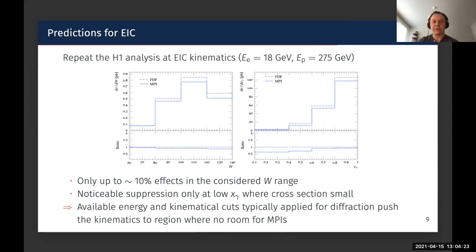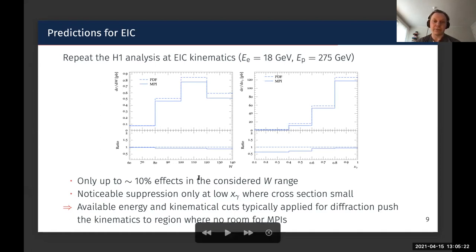As a new thing, we have also calculated predictions for an electron-ion collider. In practice, we have just repeated the analysis done by H1, but considered it in the EIC kinematics. So these plots are calculated with this kinematics, which is the maximum that can be achieved with the planned electron-ion collider in electron-proton mode. And what we see here is that if we consider the available invariant mass range, we see only very mild effects from the MPI rejection. And if you look at the x_gamma distribution, only at the lowest x_gamma values do we see some noticeable suppression, but the cross section there is already very low, so it's certainly difficult to measure.